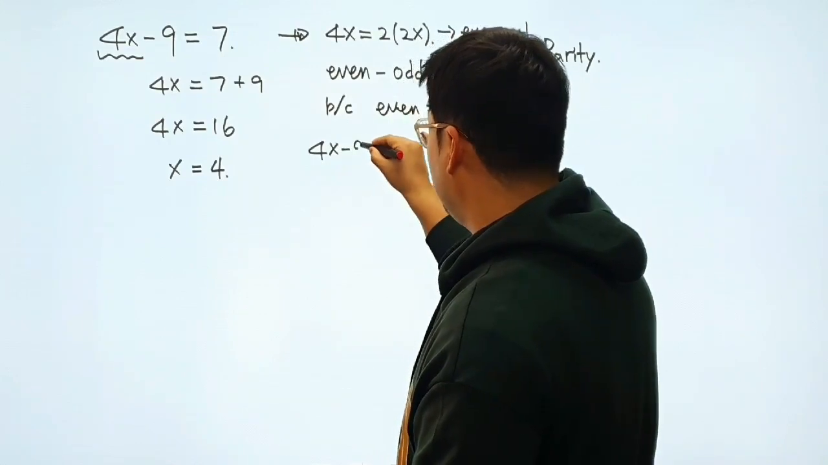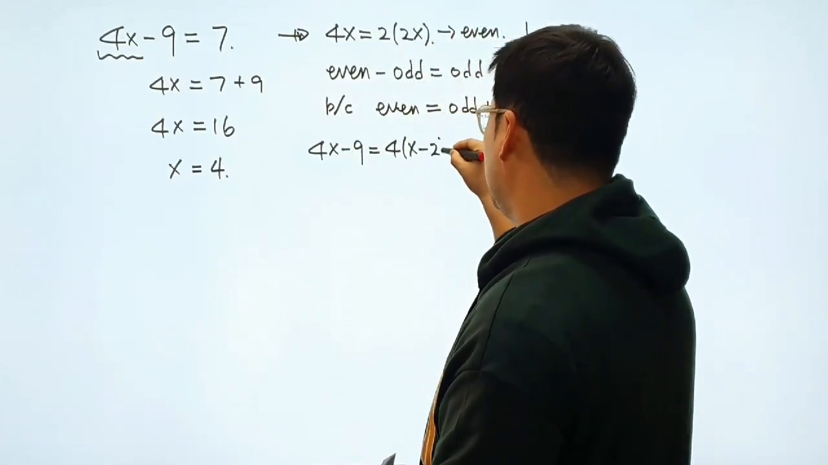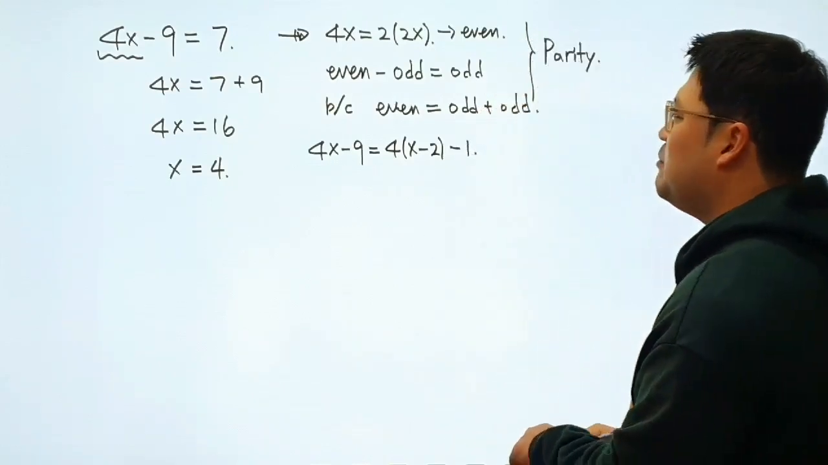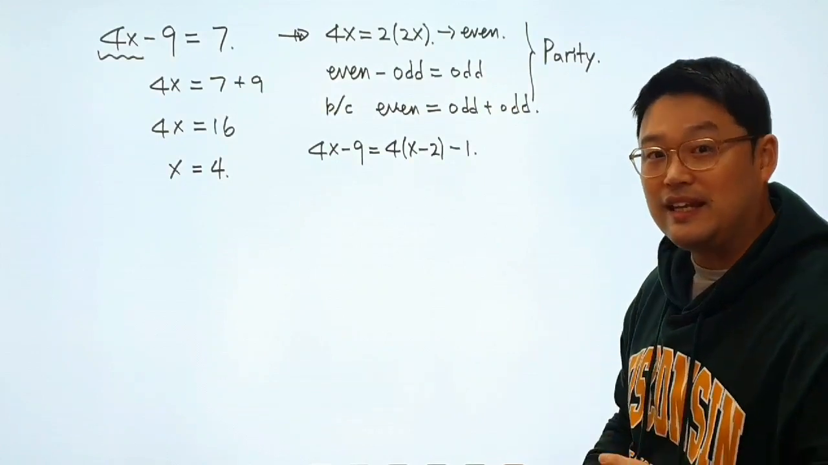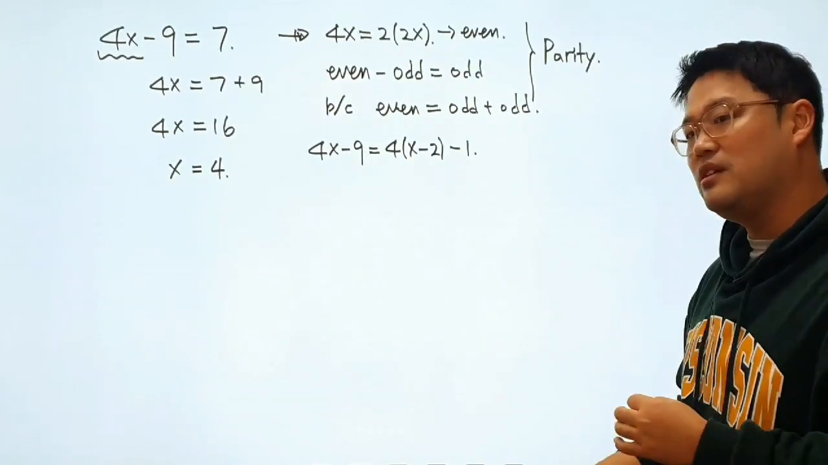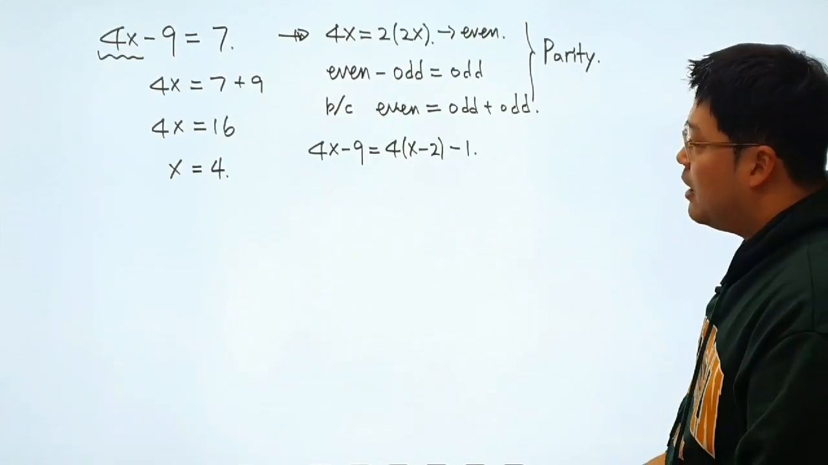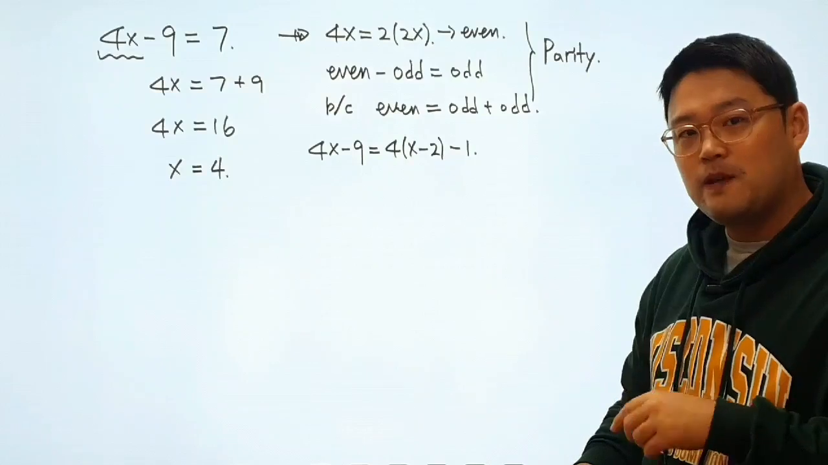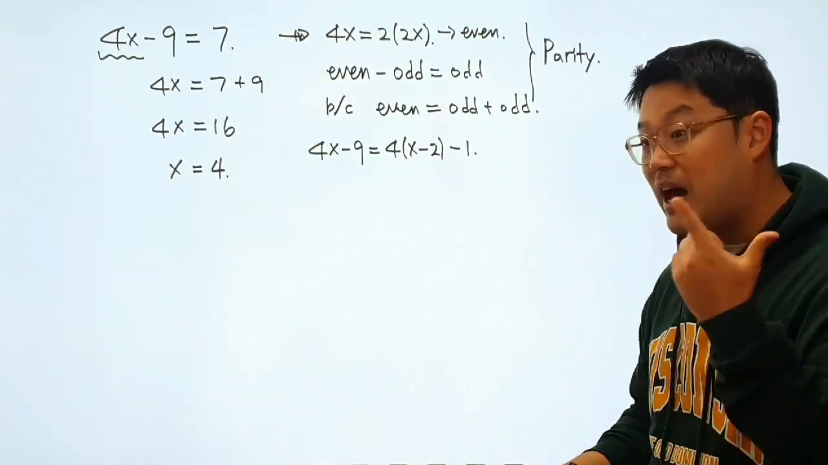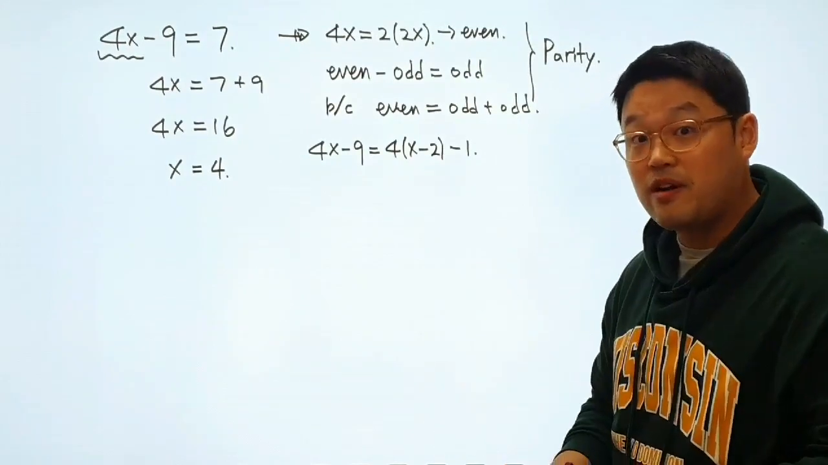4x minus 9, in fact, equals 4 times (x minus 2) minus 1. Well, that seemed to be the closest one that I can get, because 9 is really close to 8. So I found it in that following form. But the problem is negative 1 is not necessarily the remainder. So what do I need to do? Even though it seems counterintuitive, it's not really counterintuitive. We're just going one step further, right?